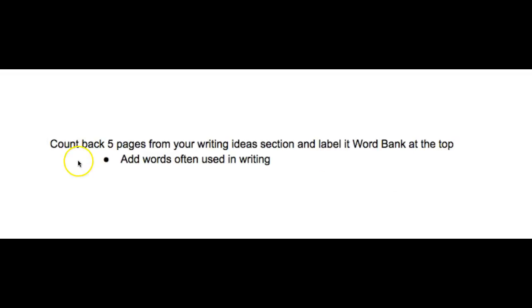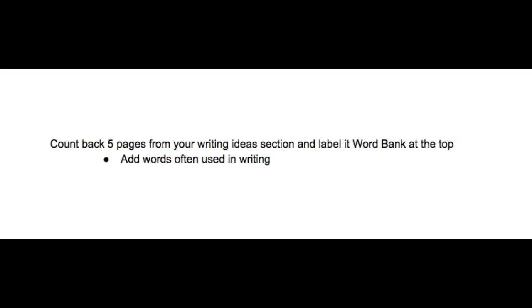Then what you're going to do is count back 5 pages from your writing ideas section in your language arts notebook and then label it word bank at the top. And we're going to use this to add words often used in writing. Then all the words whose spelling is in question will go in this part of your notebook. That way in the future when you are working on drafts, you have your own personal dictionary of words that you know how to spell.